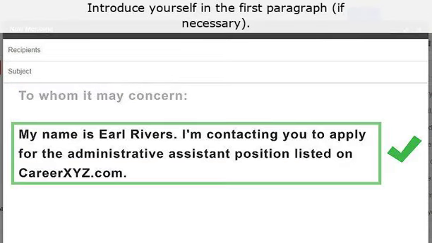Step 2. Introduce yourself in the first paragraph, if necessary. If you are writing to someone you don't have an existing relationship with, such as a new customer, hiring manager, or government official, tell them who you are and why you are writing. Do this in the first sentence or 2 of your email. For example, when writing to a potential employer, you might say, "My name is Earl Rivers. I'm contacting you to apply for the administrative assistant position listed on careerxyz.com."